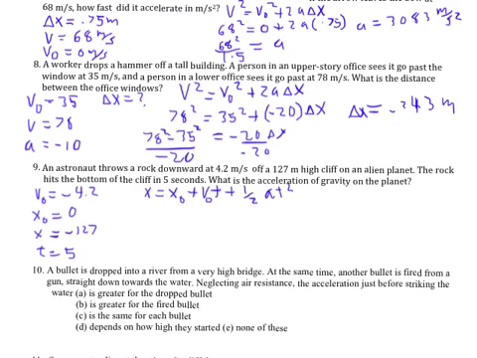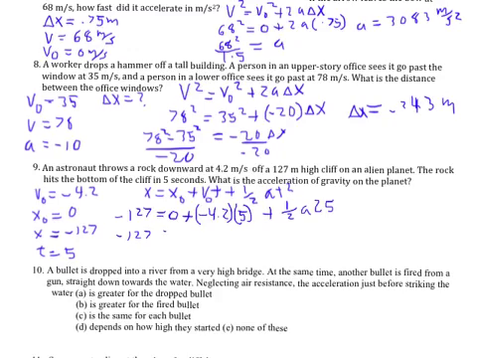So our x, our final position, is negative 127. Our initial position is 0. Our initial velocity is negative, so I'll put this in parentheses, 4.2 times our time, which is 5, plus 1/2 the acceleration of this planet times 5 squared. So I'm just going to go ahead and square 5 and make it 25. Alright, now I'm going to try to simplify.